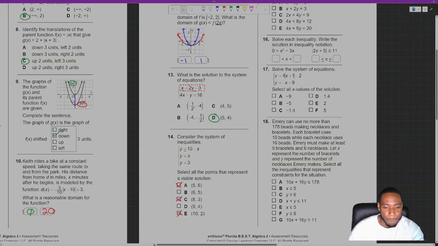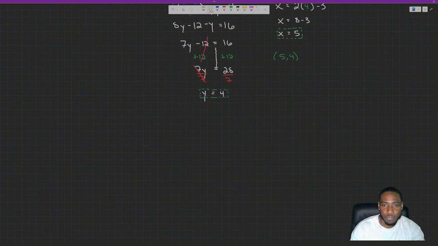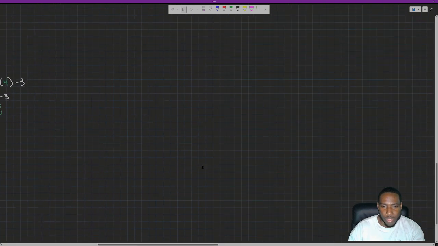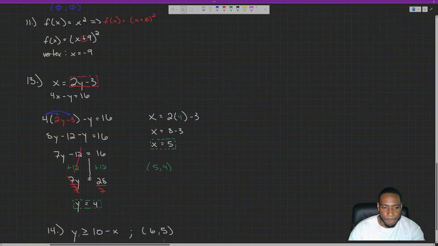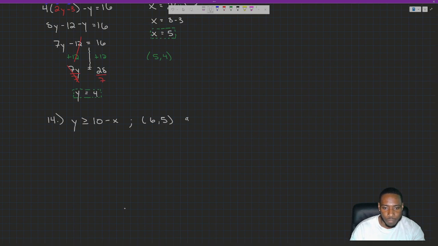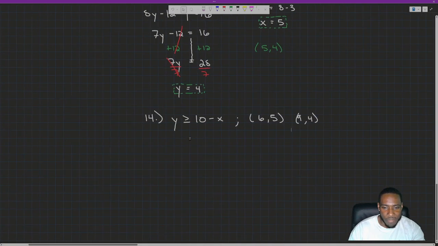Number 14. So y is greater than or equal to 10 minus x. And the 2 points we're checking that for are, I believe it was 6, 5. And the other one was 9, 4. All right. So let's check these 2 points out to see which, if any of them, work.